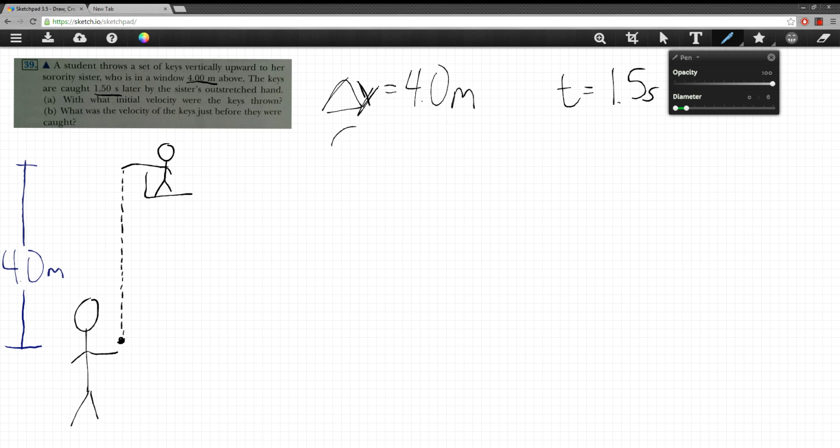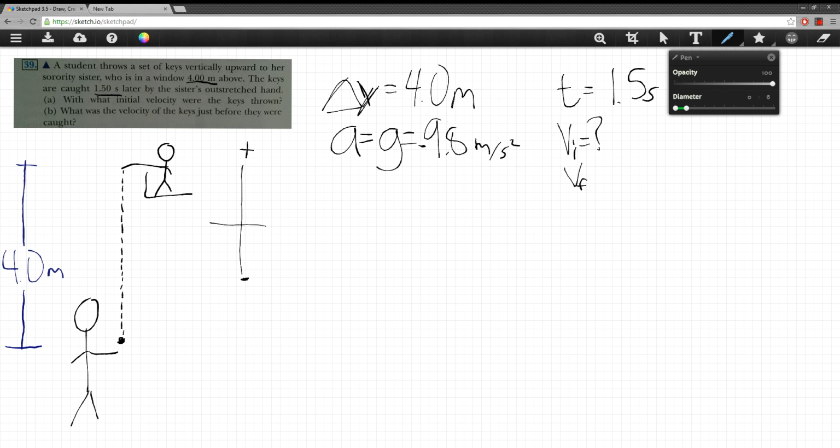And acceleration here will be gravity, which is equal to 9.8 meters per second. And in this problem, I'm going to be defining up as positive and down as negative. So since gravity is always pointed in the down direction, it should be negative, so negative 9.8 meters per second squared. And you're finding initial velocity and final velocity.